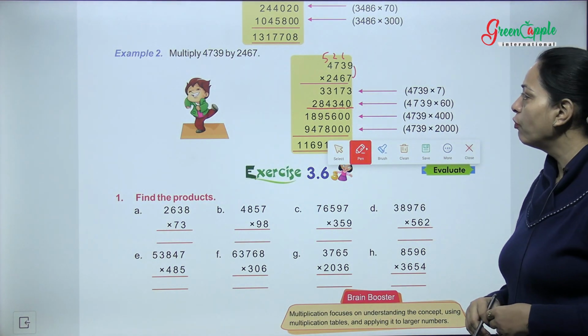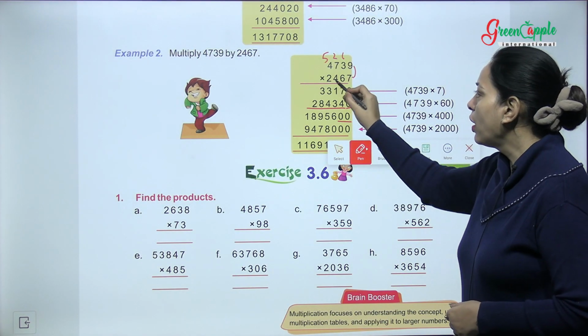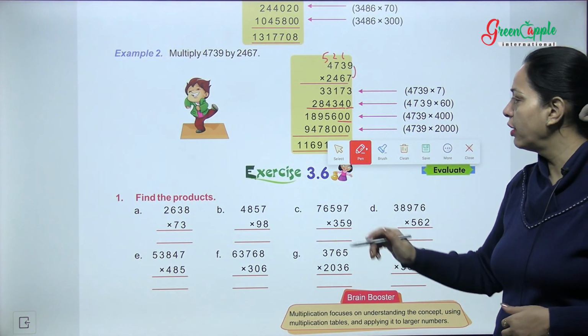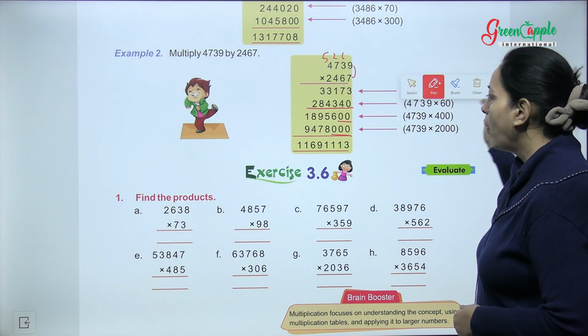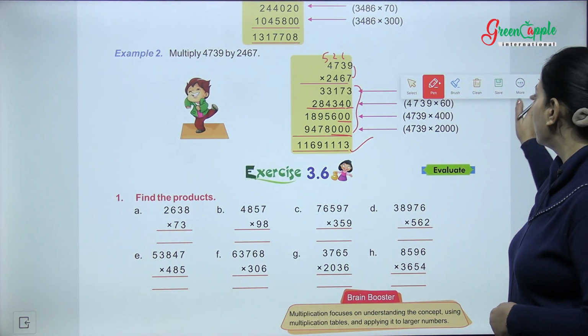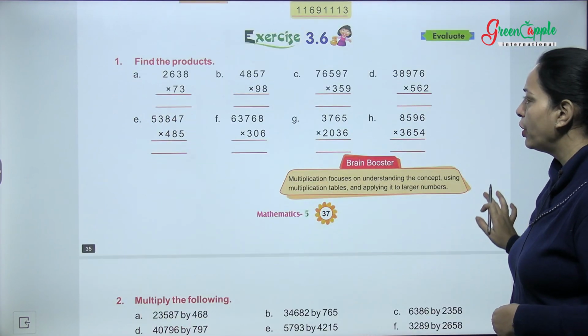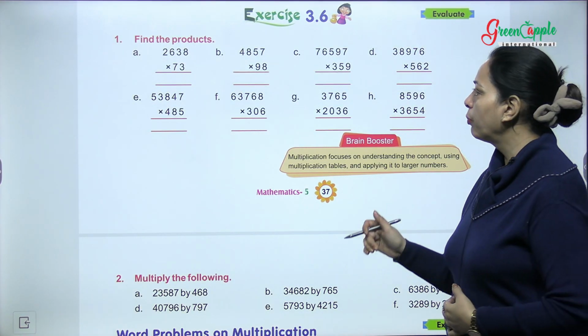Now multiply by 400, write 2 zeros, then multiply by 4. Now multiply by 2000, now write here 3 zeros, then multiply by 2. So now add these, so this is the answer. So I hope this concept is very much clear to you. Now exercise 3.6, question number 1, find the products.